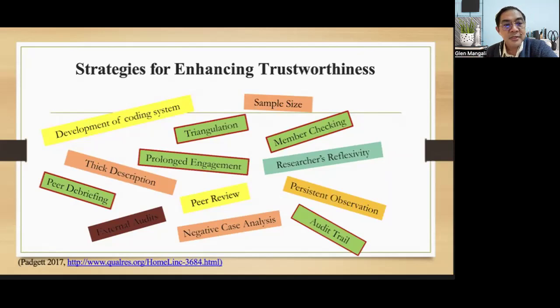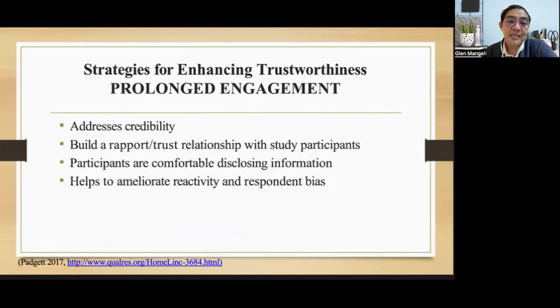Like text description, peer debriefing, peer review, negative case analysis, audit trails, and so on and so forth. So how is it being done? For example, in prolonged engagement, you address credibility here, meaning you build a rapport and trust relationship with the study participants. This is when you do an informal interview, then a semi-formal interview before you lead to a formal interview. You need to ensure that the participants are comfortable disclosing information, and it helps to ameliorate reactivity and respondent bias.